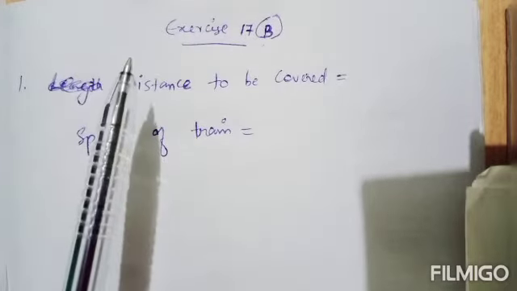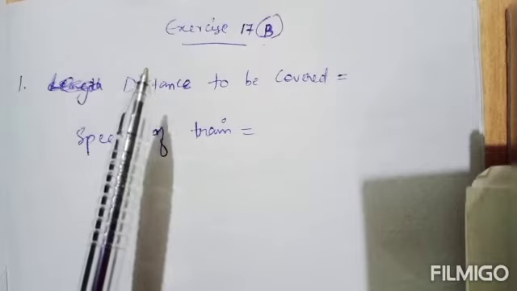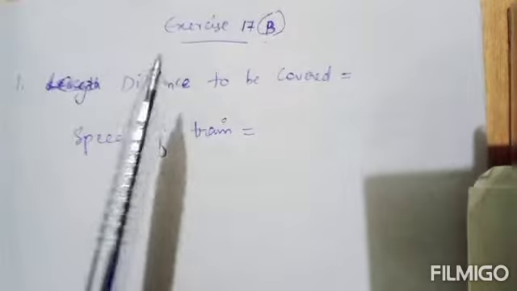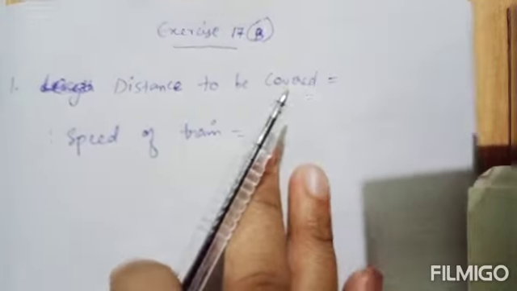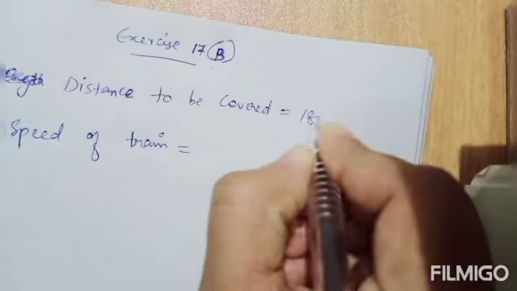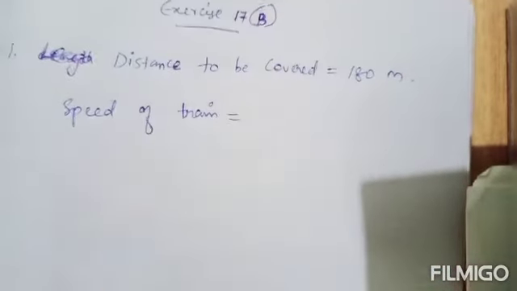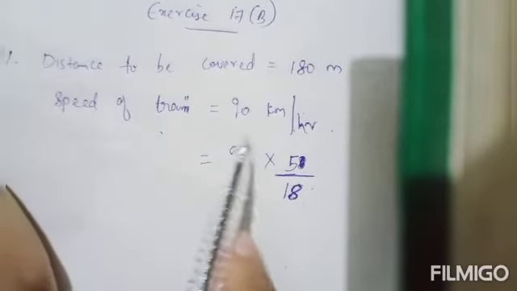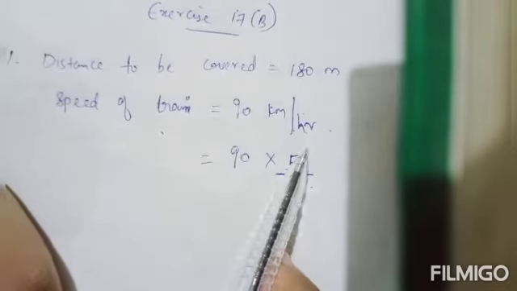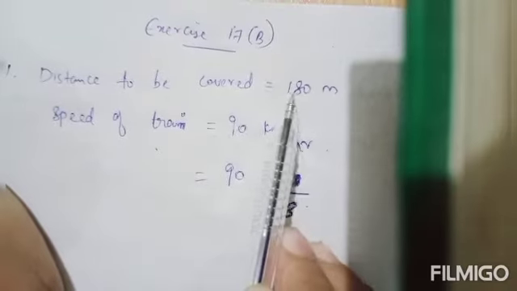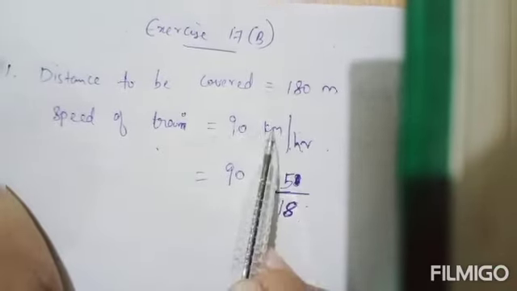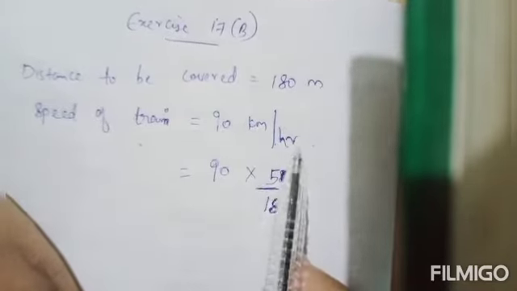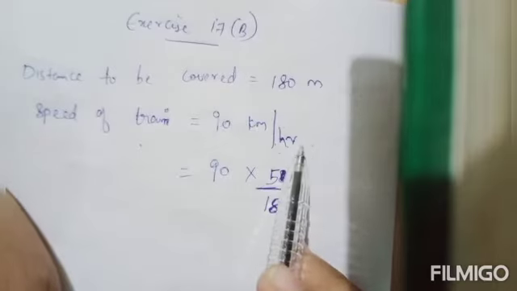If the train is passing a platform, how should you take distance? Length of the train plus length of platform. Okay, so here the distance to be covered is the length of the train, that is given in the question: 180 meter. Now here the speed of the train is given in the question as 90 km per hour. You can see one thing, distance is in meter and speed is in kilometer per hour. So let's change this 90 km per hour to meter per second.